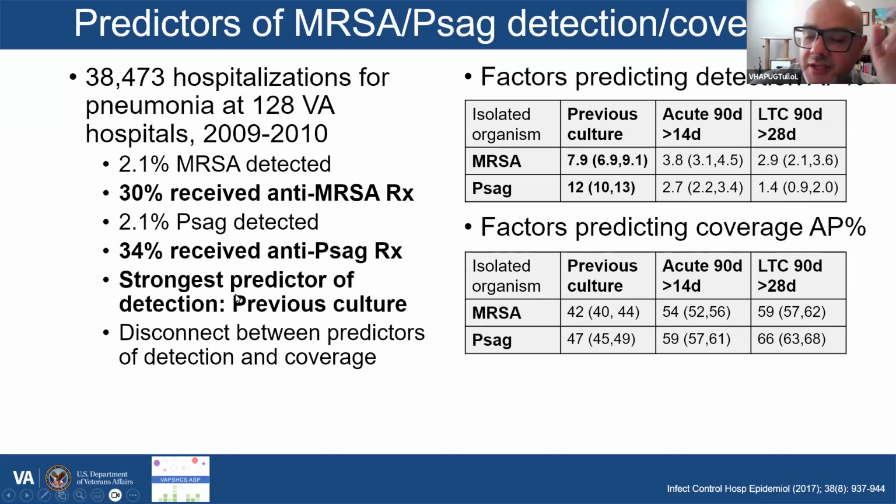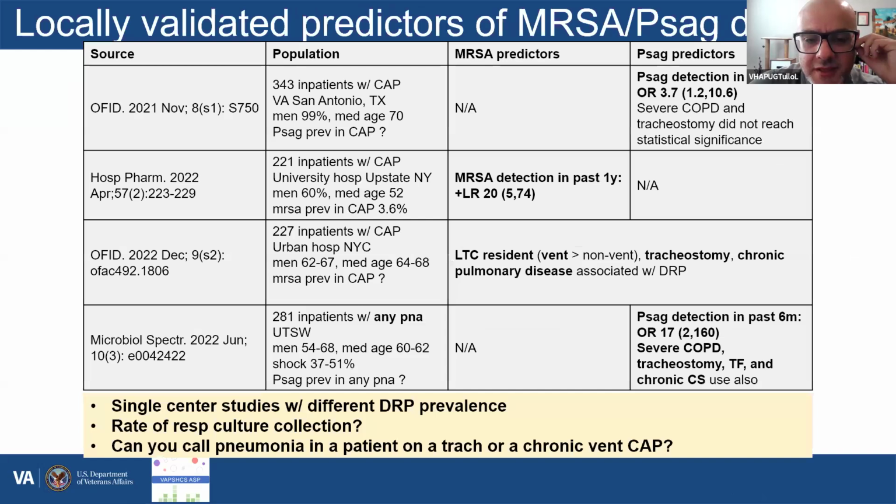The other stewardship finding to highlight is that there's a disconnect between what the risk factors are for detection and the risk factors for coverage. So basically, we overtreat a lot of patients for MRSA and Pseudomonas when they don't have those risk factors. And the ATS-IDSA guidelines discussed that they encourage hospitals to find other locally validated risk factors. And that's still an unanswered question as to whether or not there are other risk factors that predict detection of these organisms in addition to a positive respiratory culture in the past.